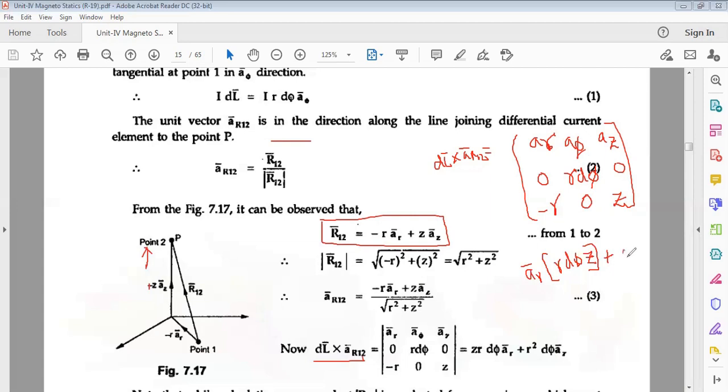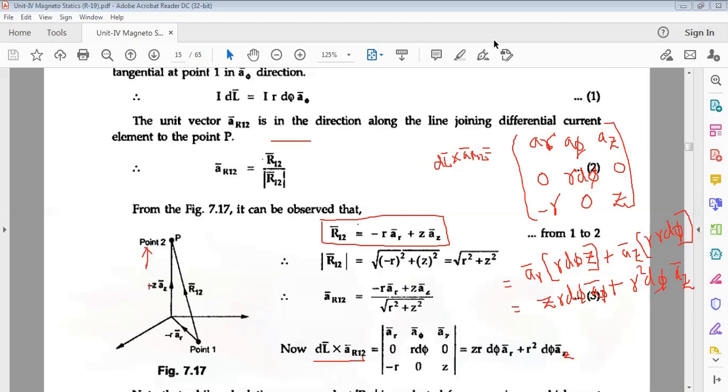So 0 into 0 minus of minus. So AZ bar into R into R dφ, R into R dφ. So finally this becomes Z R dφ Aφ bar plus R square dφ AR AZ bar. Is an AZ bar. Okay.